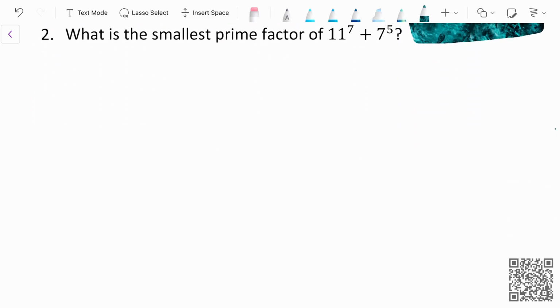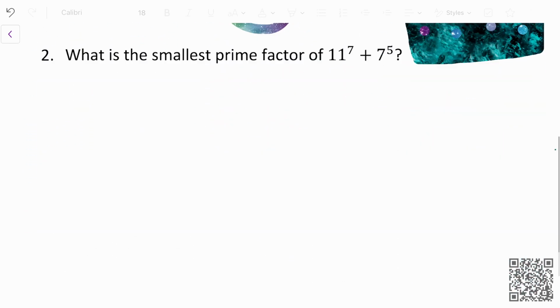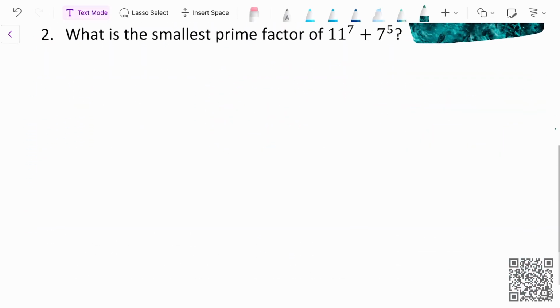So problem number 2: what is the smallest prime factor of 11 to the power of 7 plus 7 to the power of 5? This one is a little bit more complicated. It's playing with odds and evens here. What do you guys notice here, okay? You can immediately notice that 11, 7, 5, and 7 are all odd.